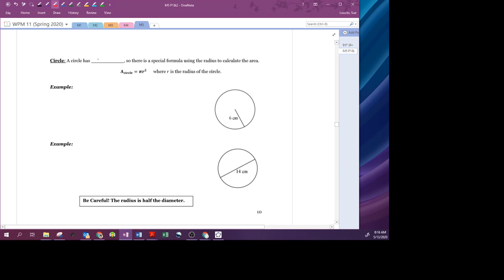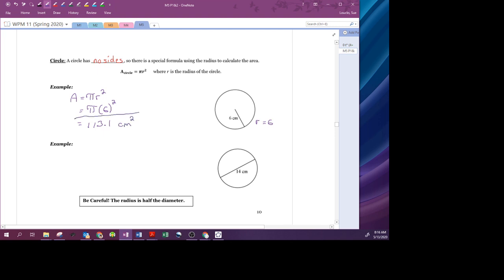Okay, a circle has no sides. It's pretty hard to figure out a formula for the area of a circle, so we give it to you. It's pi r squared, where r is the radius of the circle. For this example we're given the radius. Whenever I have a circle, I always like to write down what the radius equals. It helps me. So area equals pi r squared, which is pi times 6 squared, which on my calculator I get 113.1 centimeters squared.